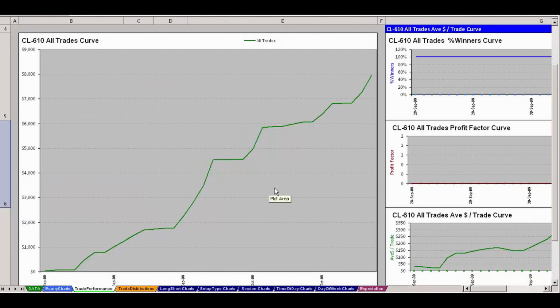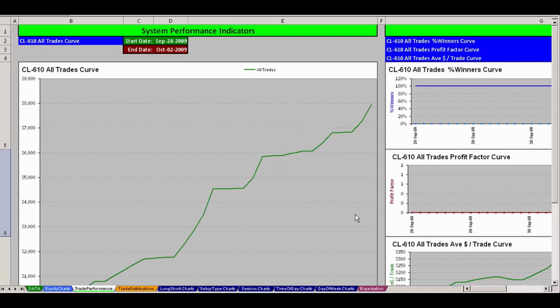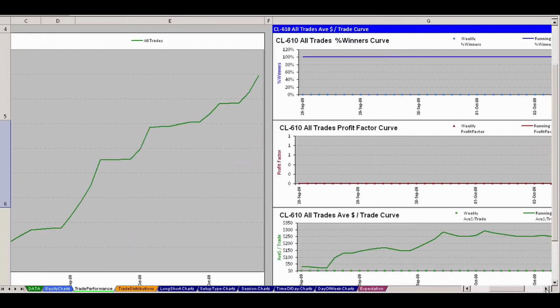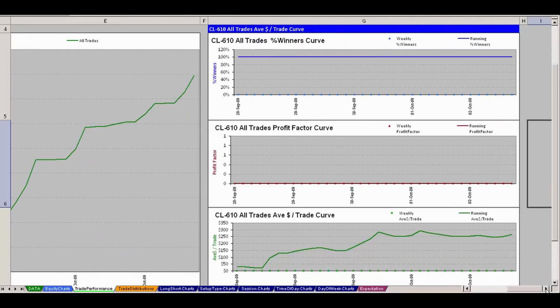Now remember, we only have about a week's worth of data in there, so it's not a lot, but we're looking at this beautiful equity curve here. It's just going up at a 45-degree angle. Boy, you can't complain about that. Now this is the trade curve, and it's the dollars that the system won. Okay, let's slide on over to the performance indicators then and take a look at what these say.